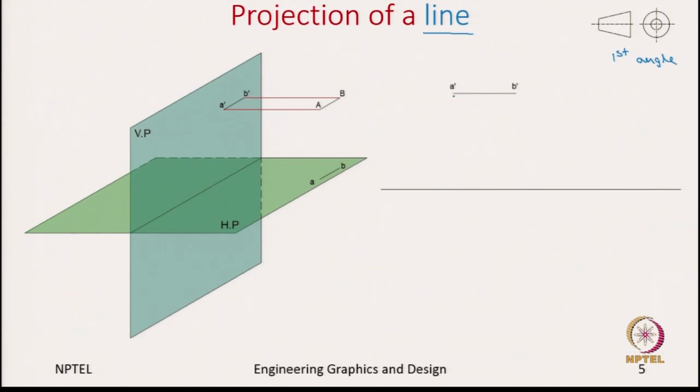The good thing is, since we now know the length of A dash B dash in the front view, we can use projector lines to capture the same length even in the top view. So, these projector lines help us to capture the length of A dash B dash, or the line AB, in the top view as well. Now, once we connect these points a and b, we get the top view, and A dash B dash is the front view.